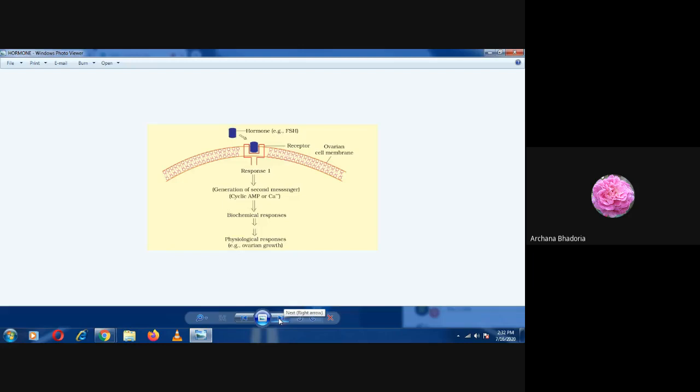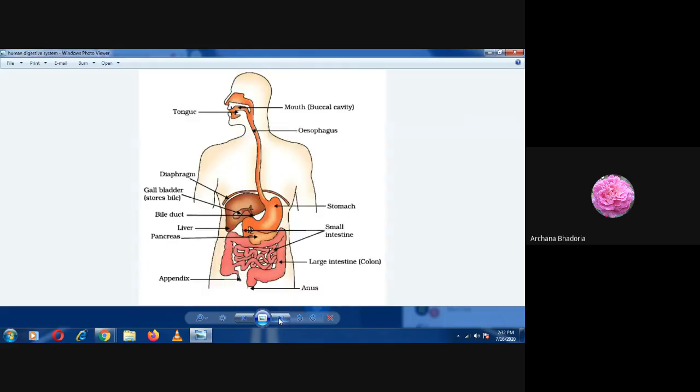Okay. Now I'll take up the next. So you can write down the next one, that is the mechanism of action of steroidal hormone. Which one are we doing now? The steroidal hormone. Is the figure clear? So this is the figure which tells us how the steroidal hormone action takes place in the cells of the target organ.